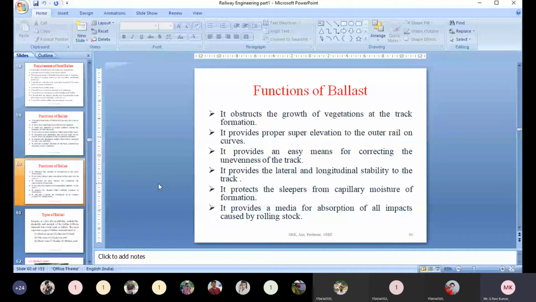It provides a media for absorption. It means it can absorb every load and every vibration created by the moving load. Moving load means here the load of the train. Understand or no?